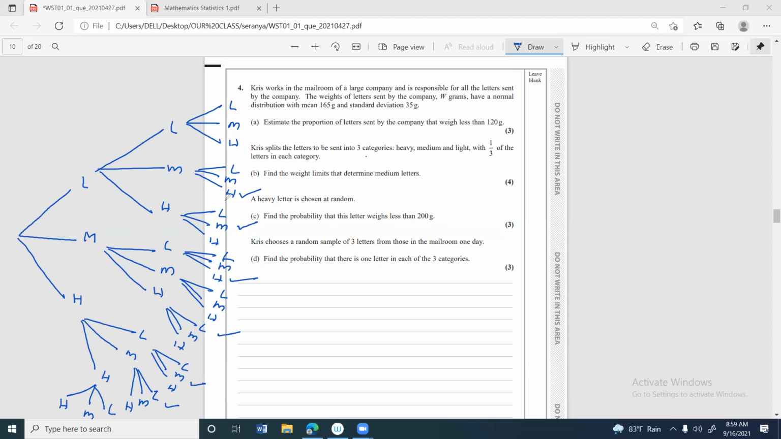So you can see each one is 1/3, because you know that each category is 1/3. There are how many such combinations? 1, 2, 3, 4, 5, 6. Times 6 is the final answer for this. 1/27 times 6 is the final answer, which turns out to be 2/9. That's a way of getting this answer. Okay.